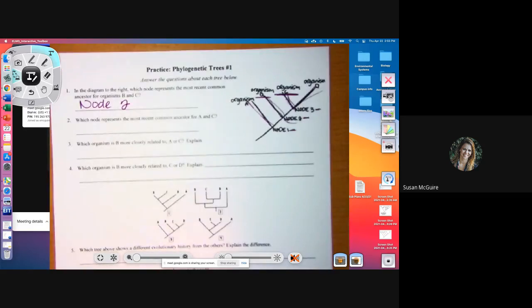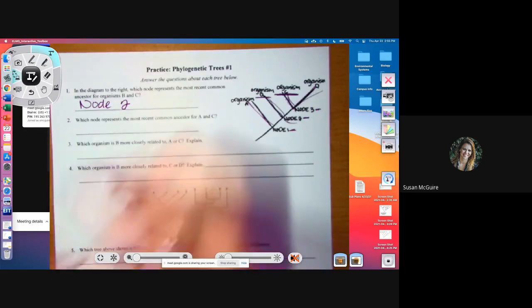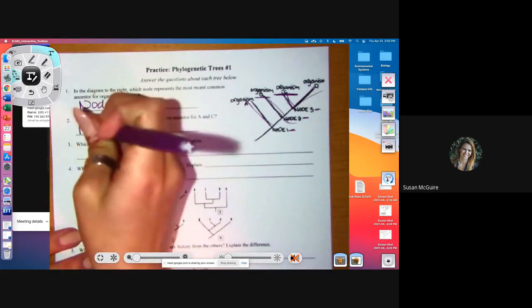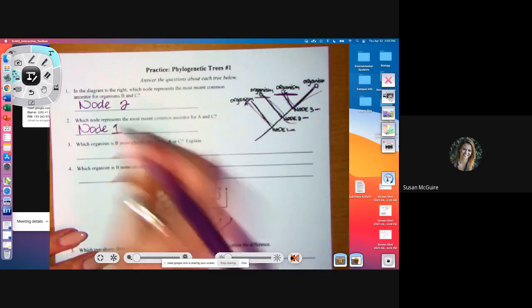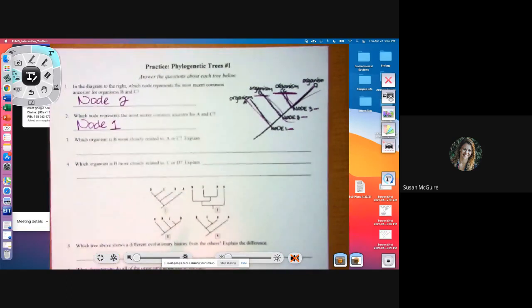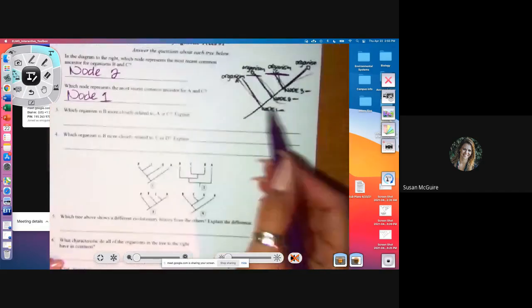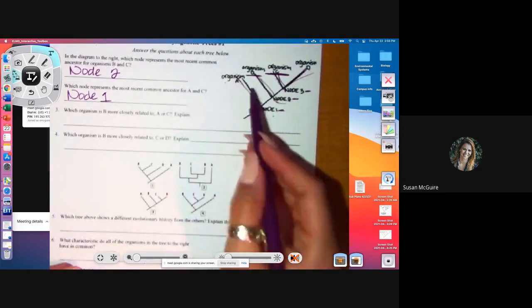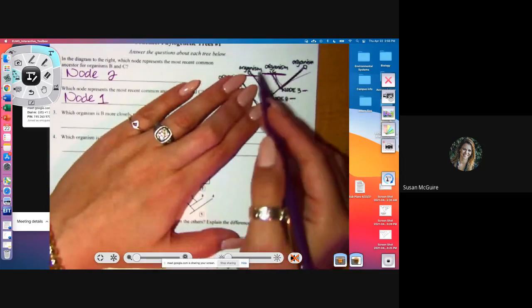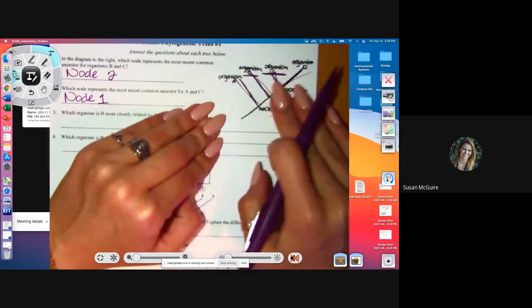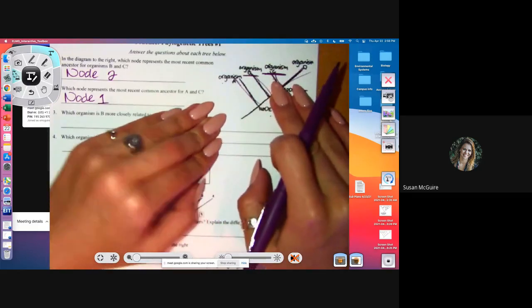Which node represents the most recent common ancestor for A and C? Node 1. So this came and then organism A. After organism A never saw node 2 and 3. So these are common ancestors for organism B and C, but not for A. Does that make sense?